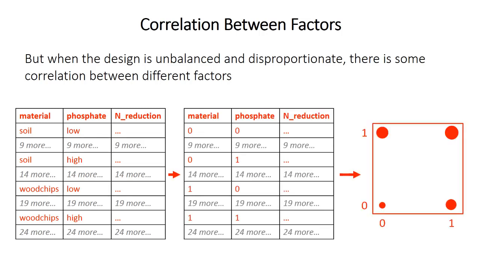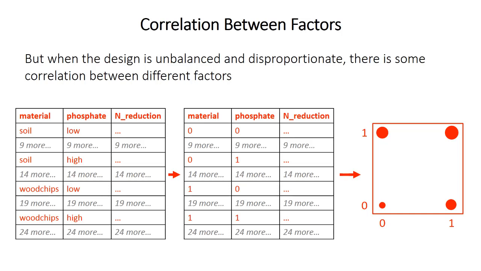But now we only have 10 data points in the lower left 0, 0 category. There's 15 in the 0, 1. There's 20 in the 1, 0. And there's 25 in the upper right category with 1, 1. That's wood chips and high phosphate. So there's some correlation here.